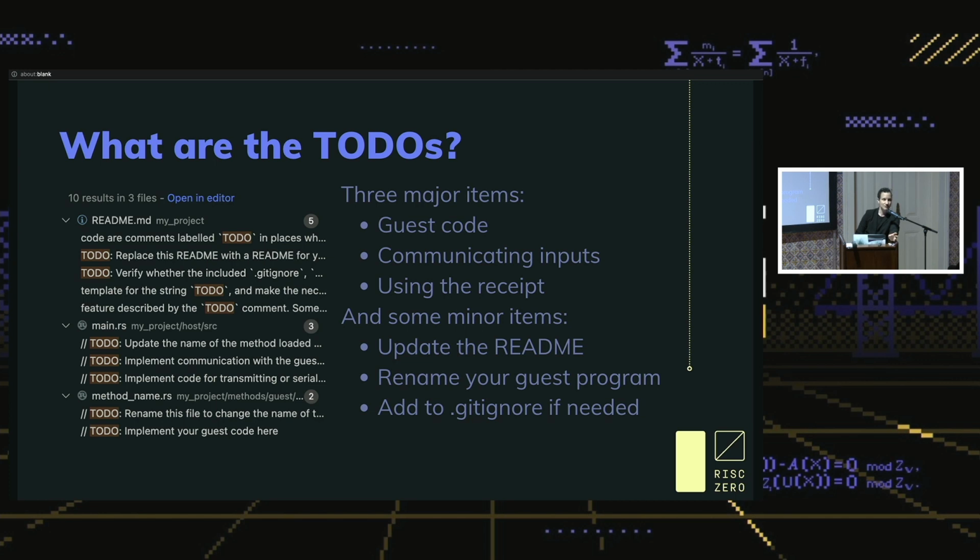So let's go over the to-dos real quick. Aside from the major items, there's a few to update the README, rename your guest program, add to gitignore if you want. But for the most part, they're pretty straightforward and mostly around writing guest code, communicating inputs, and then using the outputs.